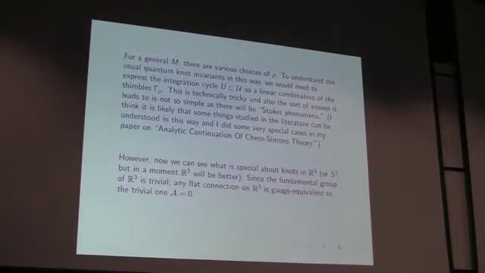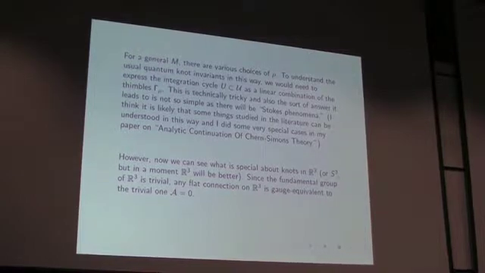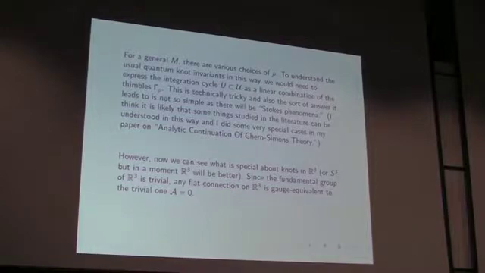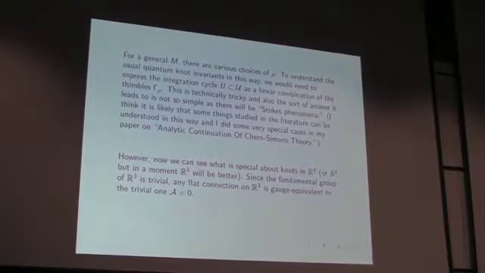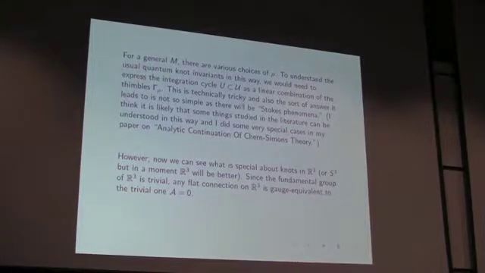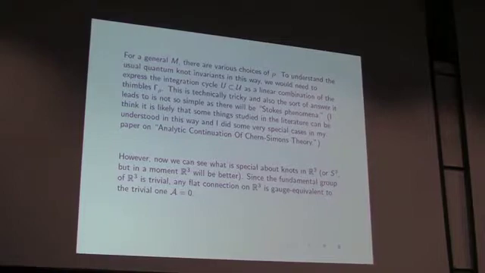Since R3 is simply connected, it only has one representation of the fundamental group, the trivial one. So there's only one Lefschetz thimble. And therefore, I can tell you the relation between the integration cycle of the usual quantum knot invariants and the Lefschetz thimble. They're the same. Because when there's only one critical point, Morse theory tells us that there's essentially only one possible integration cycle.